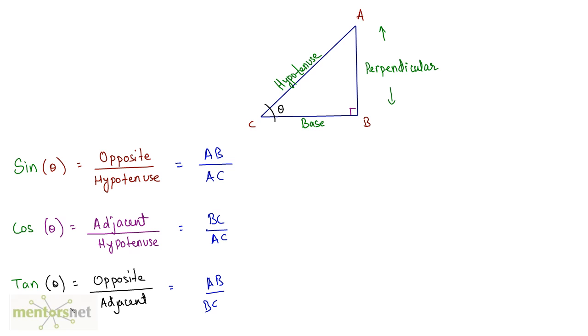Now you must have noticed that tan theta is equal to sine theta upon cos theta, right? That's why we got it as opposite upon adjacent.